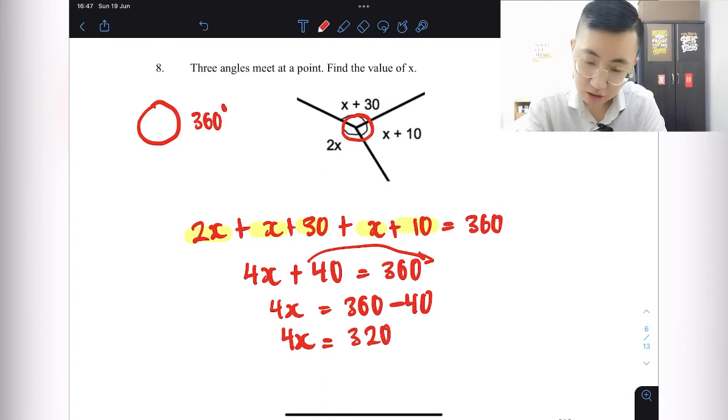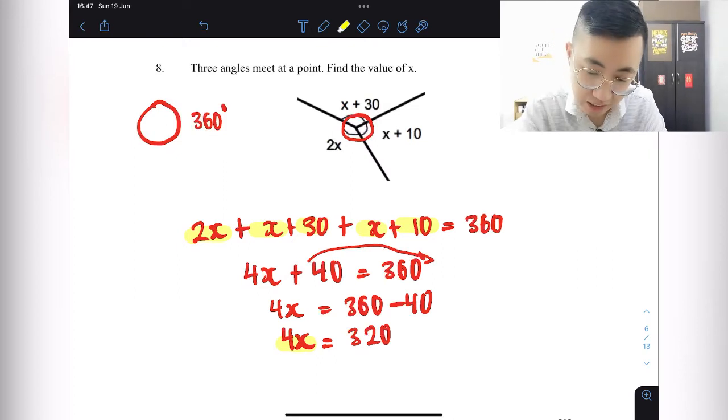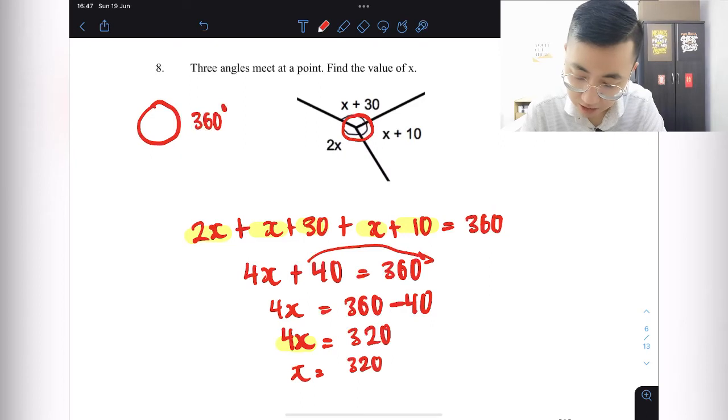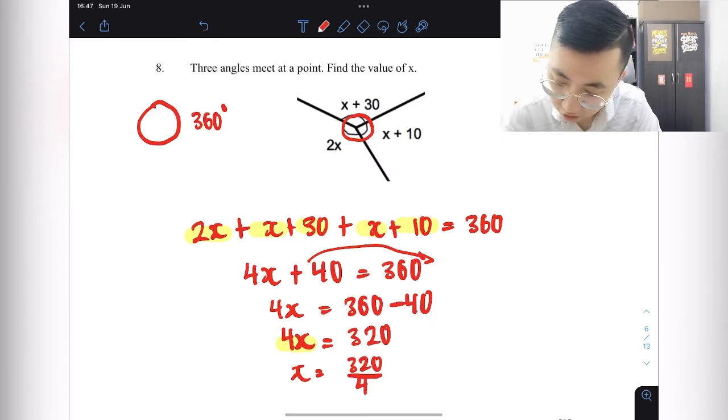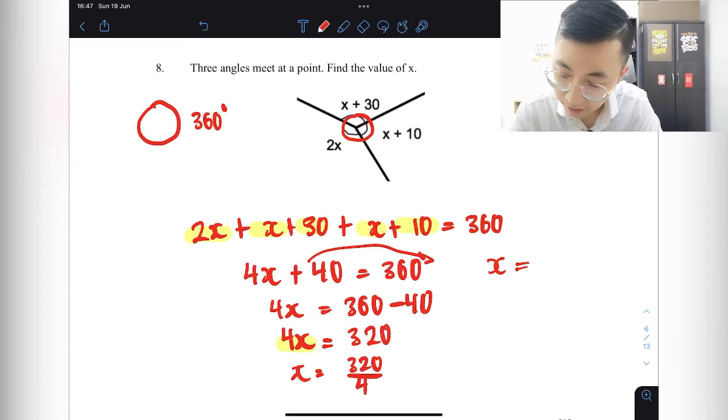The next thing you have to know is that 4x means 4 times x. So when you move the 4 to the other side, it becomes divide. So x equals 320 divided by 4. Now you do your division, that will become 80. So that is the value of x.